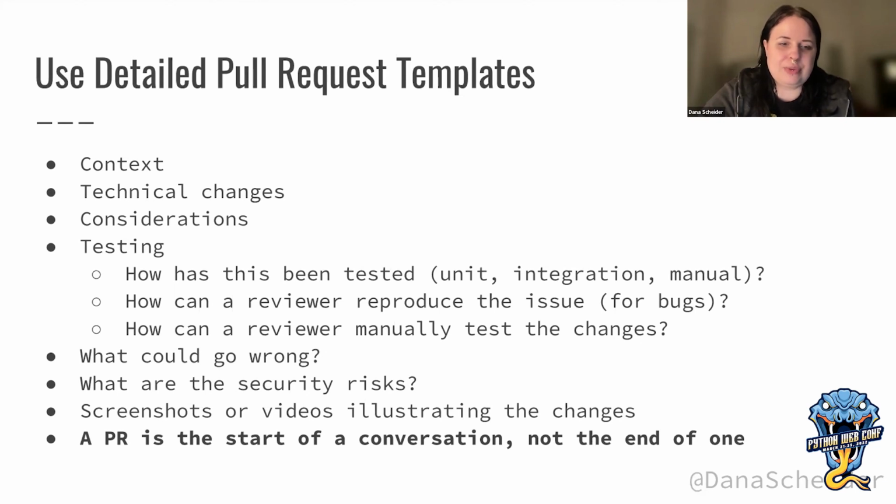I think it's also really important to ask what could still go wrong. Sometimes there are things that we're more and less sure about with the changes that we make. And if there are risks that can't be mitigated, that should be called out. Any screenshots or videos that illustrate the changes. The most important thing to remember about pull requests is that the PR is a start of the conversation, not the end of one.